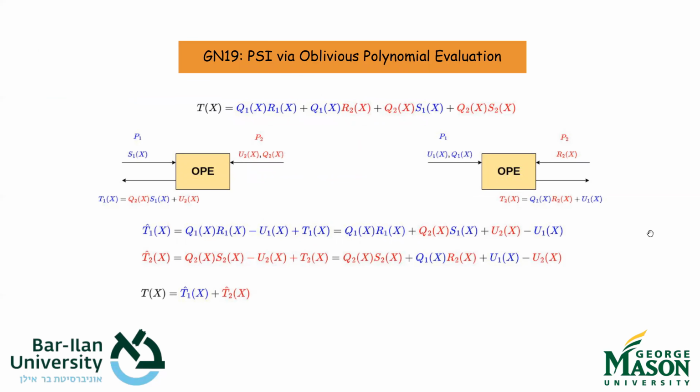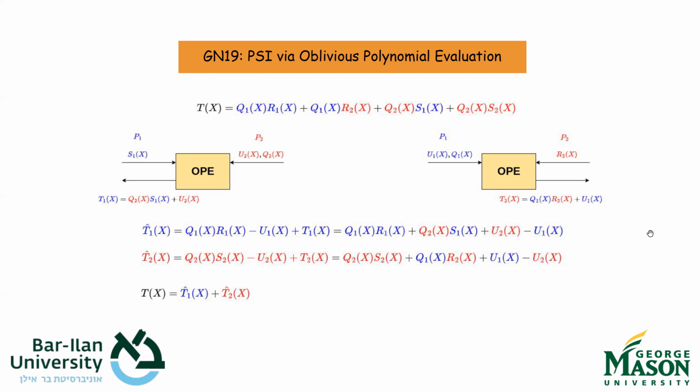With the Kissner and Song design in mind, GN19 proposed an effective way to compute T(x). GN19 reduced the computation of T(x) to two oblivious polynomial evaluation instances. Before going into the details of the GN19 protocol, I'd like to note that the blue polynomials are entirely known by P1, while the red ones are known by P2. Now, with the first OPE, P1 provides S1, while P2 provides Q2 and U2, where U2 is a uniformly random polynomial. P1 will obtain T1 equal to Q2 S1 plus U2. With the second OPE, P2 obtains T2 equal to Q1 R2 plus U1.